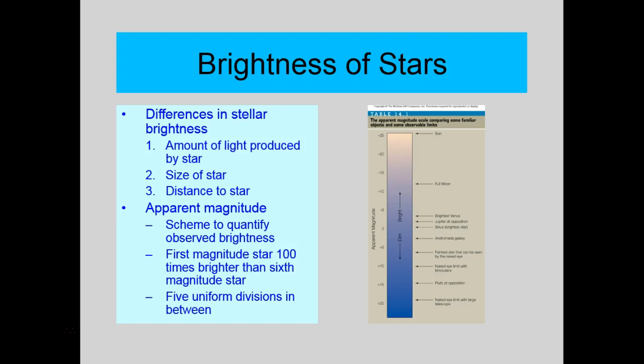The faintest star that can be seen with the naked eye is about a +7. Okay? The naked eye with a good set of binoculars, about +10. Pluto in opposition, the brightest you'll ever see Pluto, if you ever see Pluto, will be a +15. You're going to have a telescope to see Pluto. You won't see it with binoculars. And then with a large telescope, you can see up to close to +20.